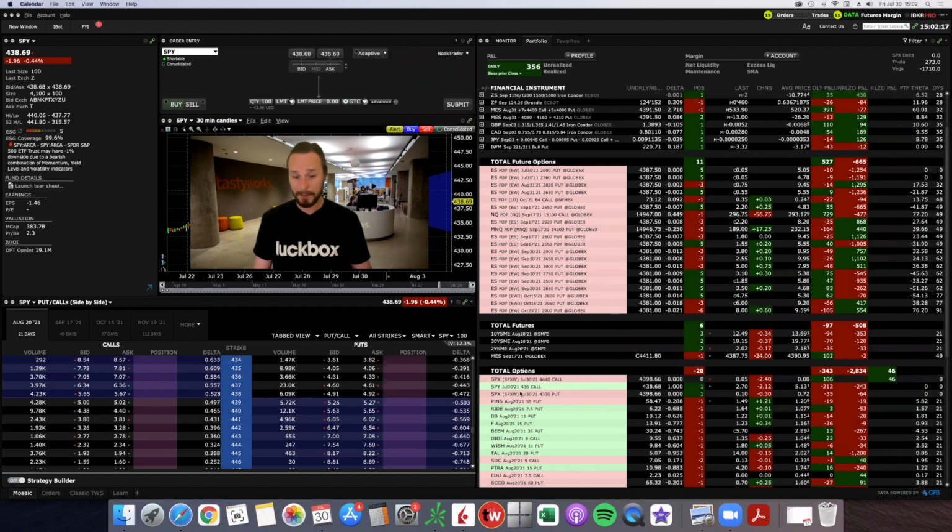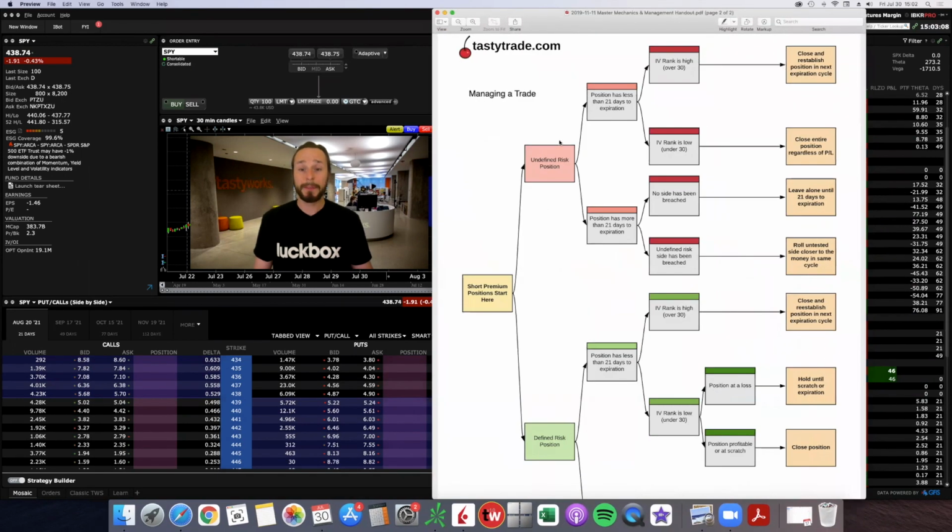Okay, so one of the examples I'm going to give here is SCCO. This is a trade I did in a previous video, so make sure you check that out if you haven't seen it when I put this trade on. I think I already did one roll, and now I'm on to my second roll. But let's just look quickly at the Tastytrade mechanics. I presented these mechanics in my Tastytrade mechanics video, so make sure you check that video out as well if you haven't.